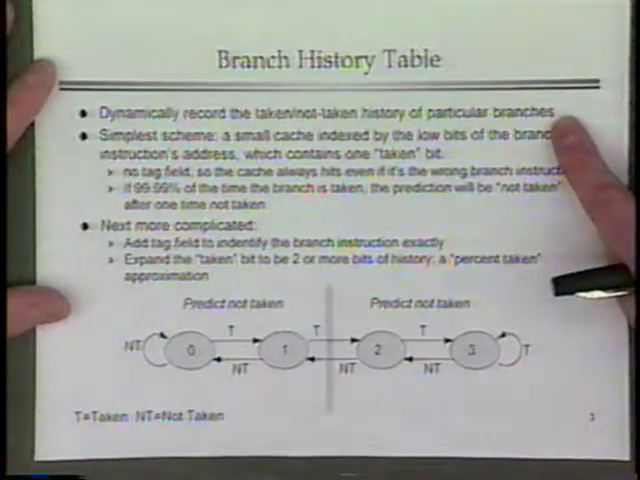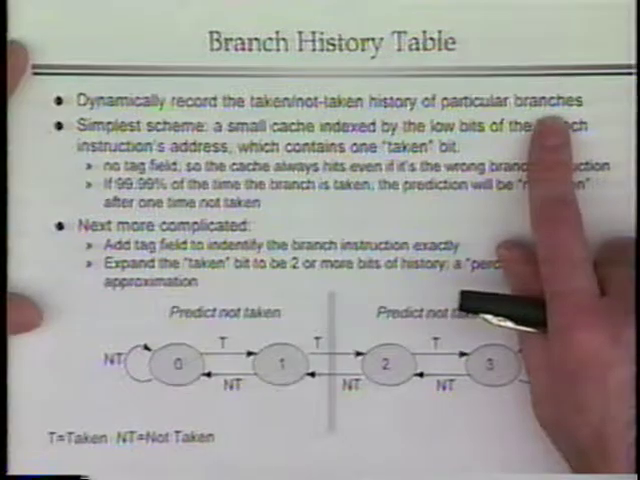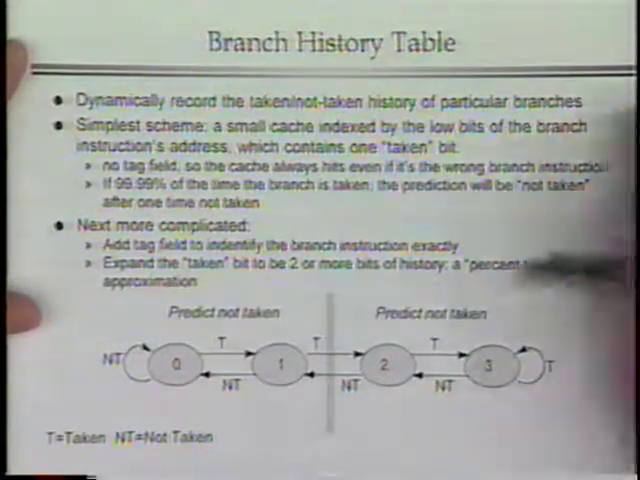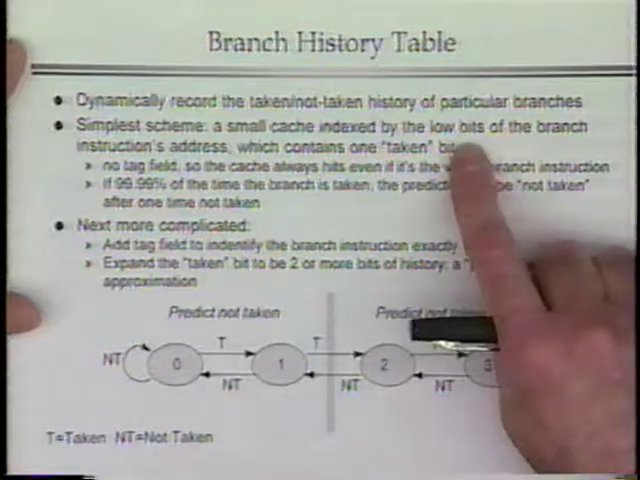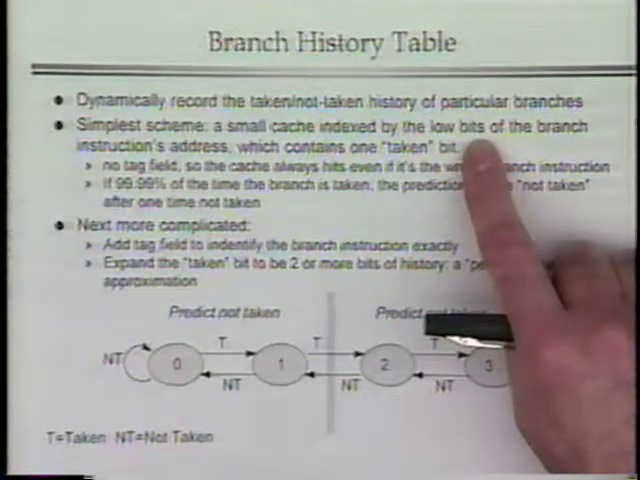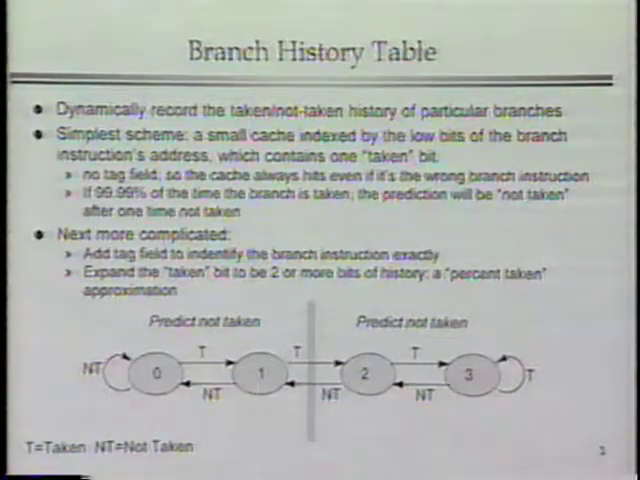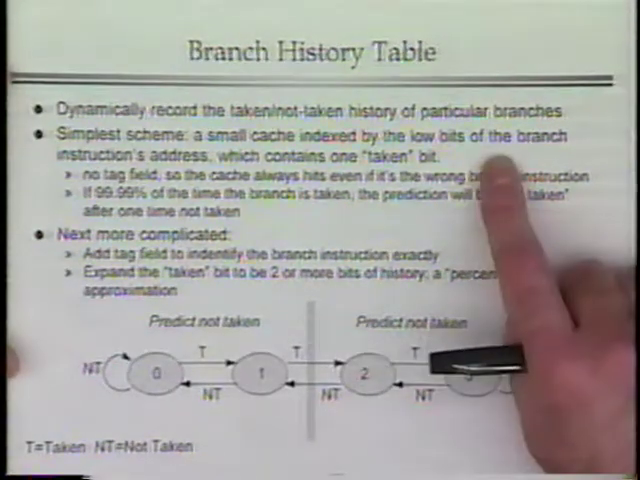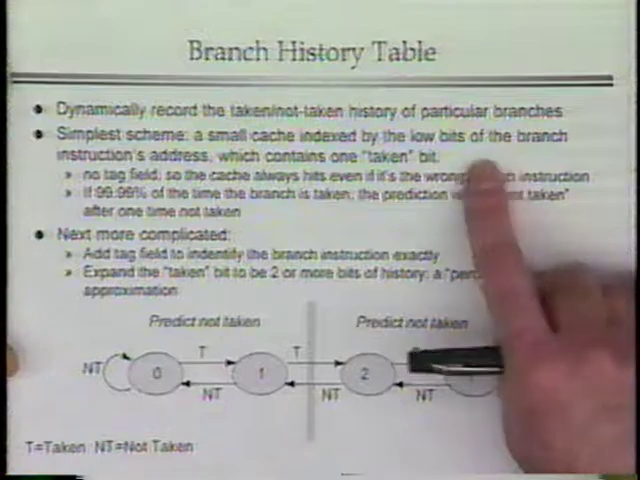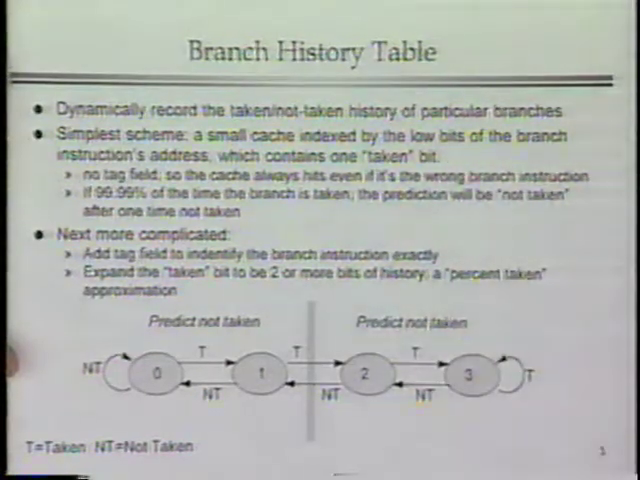Okay, so let's look at the first example, which is to keep a table for each branch somehow, dynamically in the hardware, and you record the history of that particular branch. One simple way to do that is to keep a little cache, which is, well, you could say that it's an array indexed by the address of the branch. Now, obviously, you can't afford to keep an array which is that big. That's 1/32 of your memory, I guess. And instead, you condense that by keeping a cache which is indexed by the low bits of the branch. Let's say the low 10 bits of the branch.